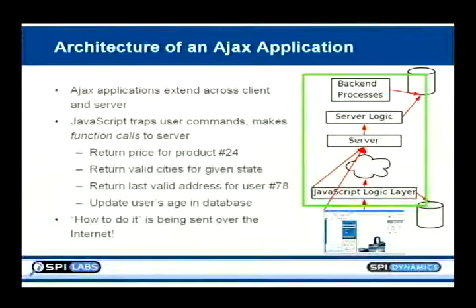It'll say things like, hey, give me the price for product ID 24. Or, say I'm looking at a mail portal, and there's a JavaScript, and every 30 seconds it fires off an AJAX request to find out if I have new mail. Or given the state, return all the valid cities there. Or, hey, database, tell me what the last known address was. What we're really doing is sending to the server how to do what we want it to do.